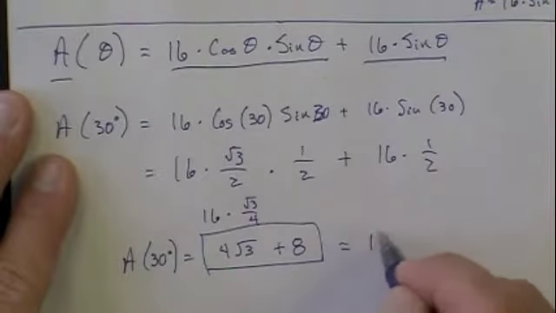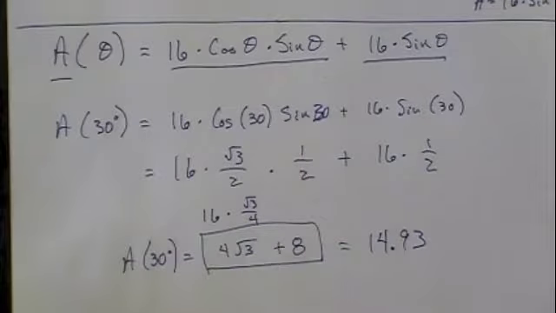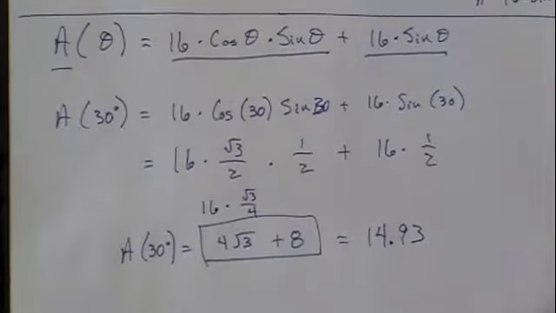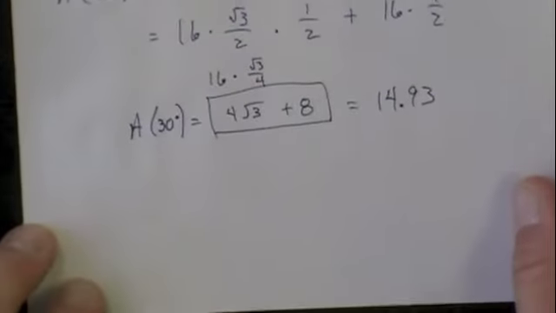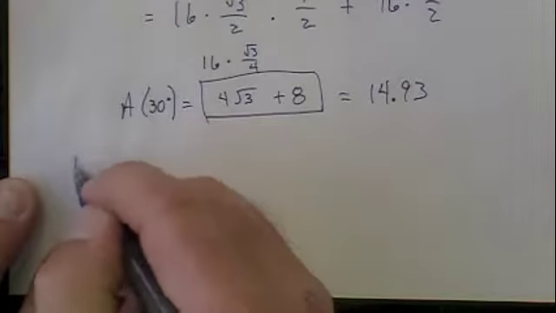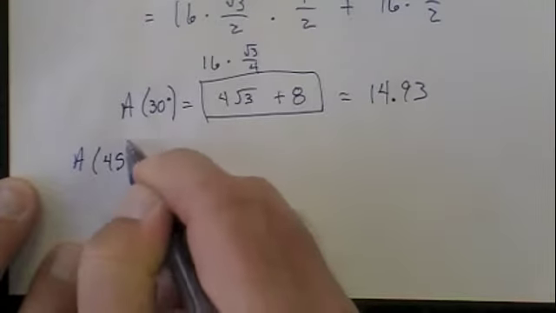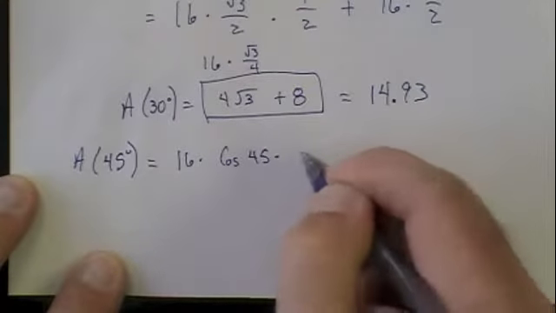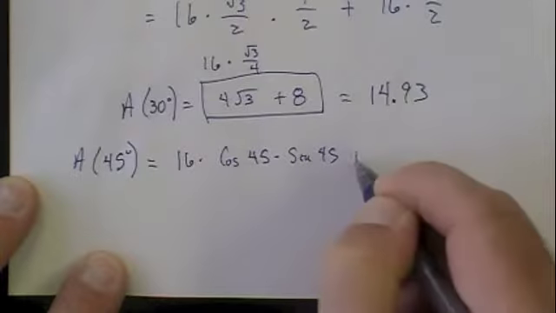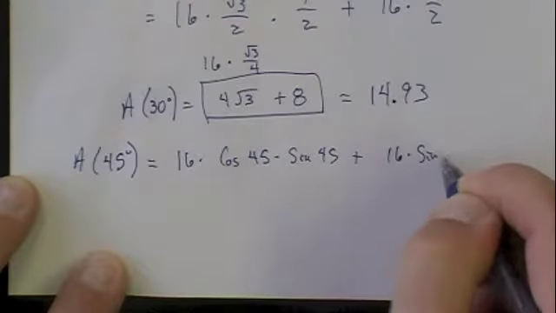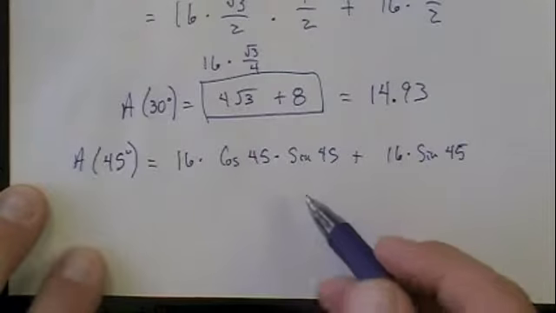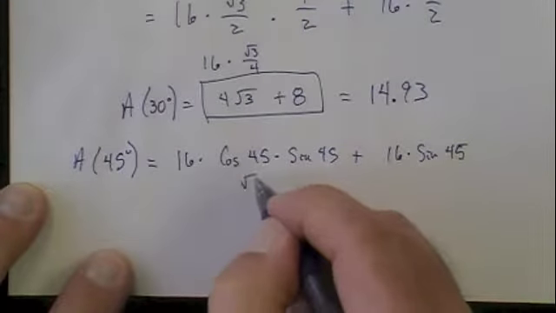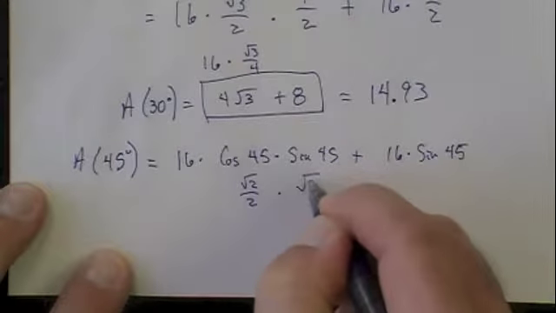That's approximately 14.93. So what we're able to do then is vary the angle and see what's going to give us the greatest area. Let's see if our angle is 45 degrees. Again, we have 16 times the cosine of 45 times the sine of 45 plus 16 times the sine of 45 degrees. We know, again, looking at our unit circle, that cosine and sine at 45 degrees give us square root of 2 over 2 for both of those.